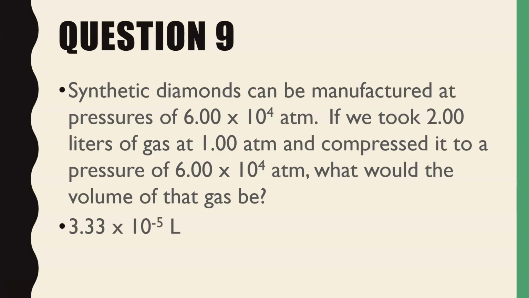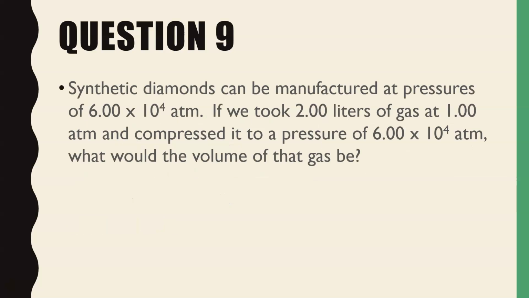Congratulations to those of you who got a correct answer of 3.33 times 10 to the negative 5th liters. So a super small amount. That's because that's a really big pressure, so that makes a lot of sense. If you didn't get this answer, let's see how you should have gotten it.